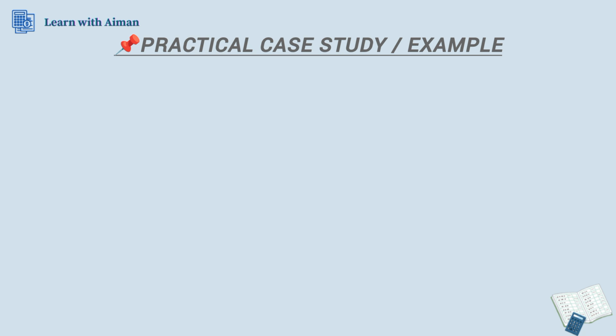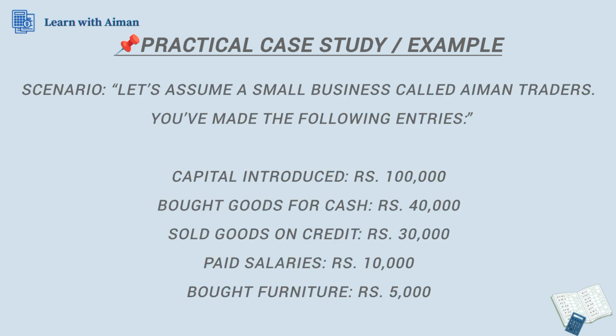Practical case study or example scenario: let's assume a small business called Amen Traders. You have made the following entries: capital introduced with rupees 1 lakh, bought goods for cash with rupees 40,000, sold goods on credit with rupees 30,000, paid salaries of rupees 10,000, bought furniture of rupees 5,000.